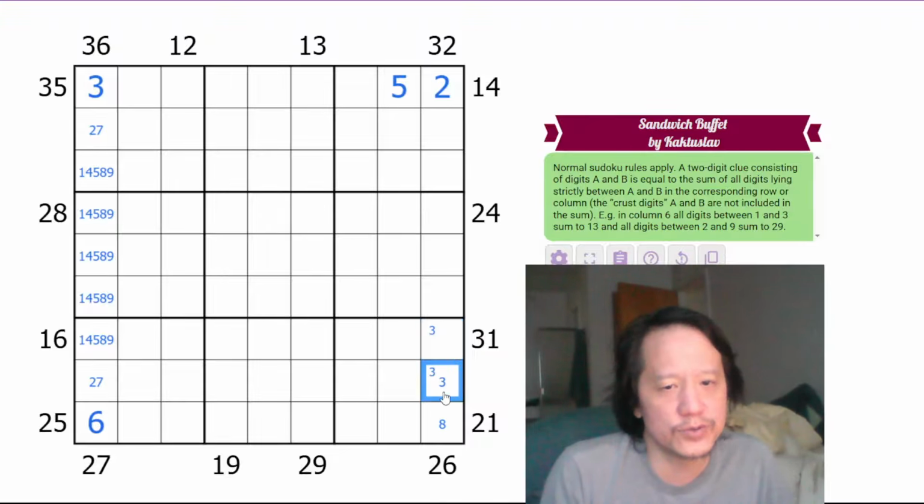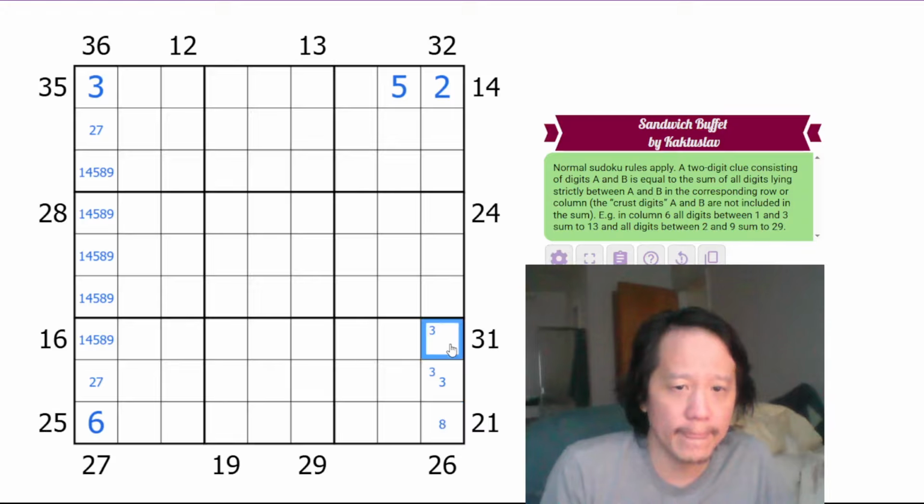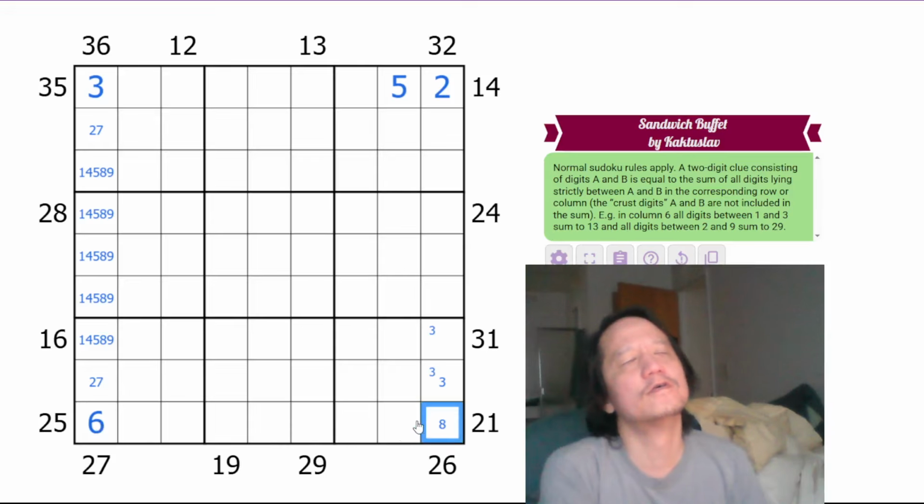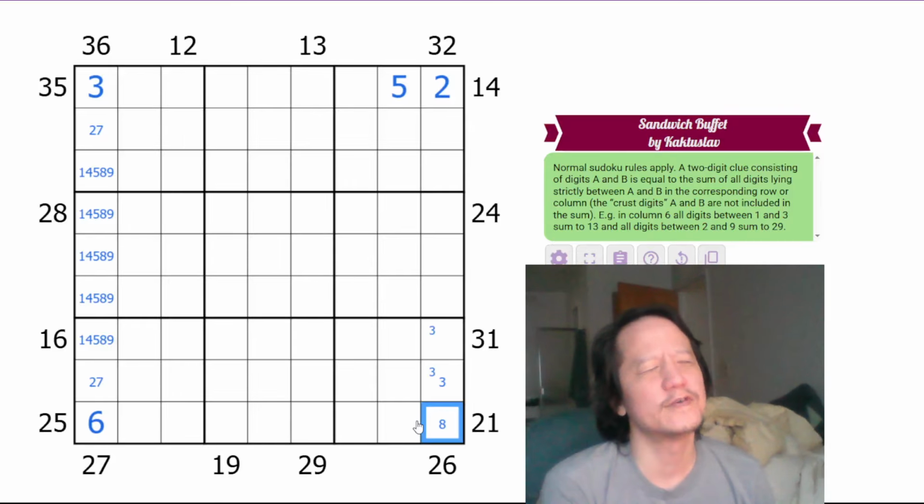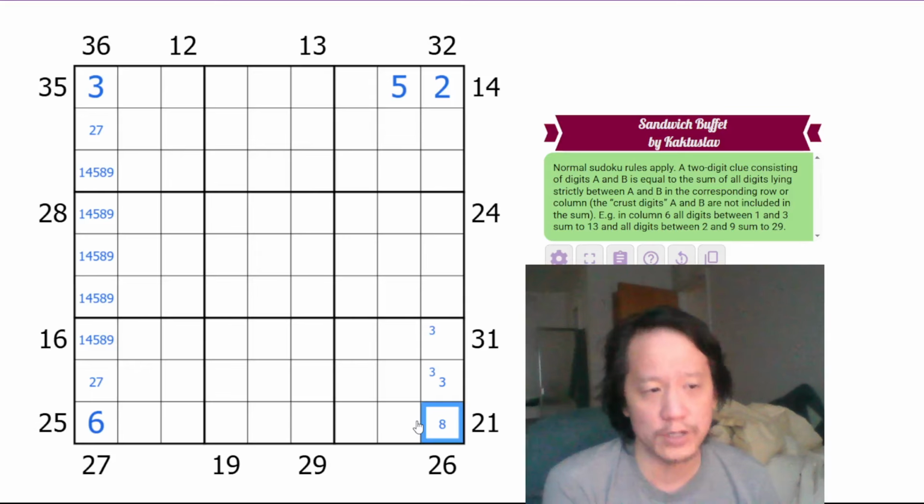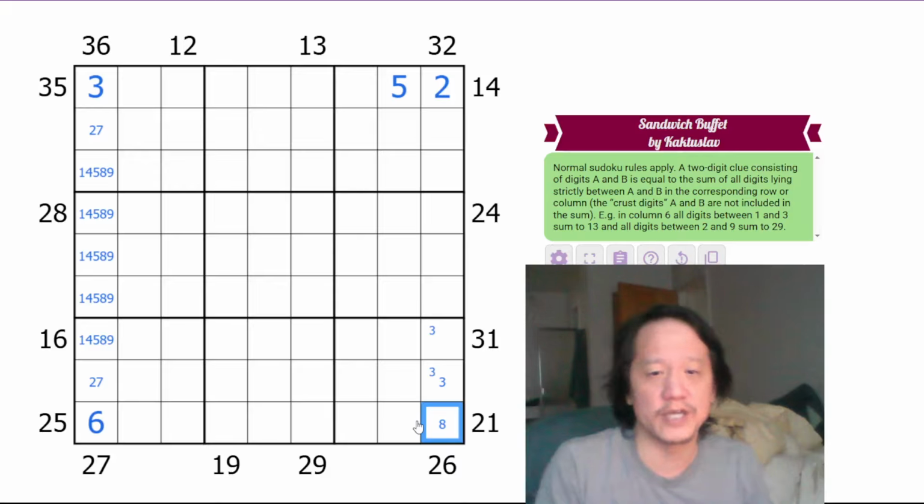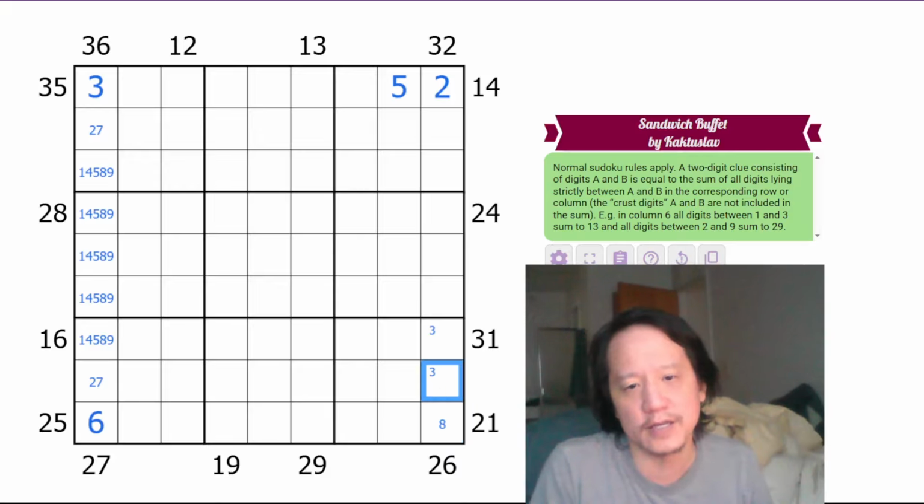If this is 3, this is 8. If this is 3... Oh, can that ever work, though? I think so. 6, 8, 2, and 5. That's 21. 45 minus 21 is 24. So no, this cannot be 3 and 8 here. So this cannot be 3, which forces this to be 3.